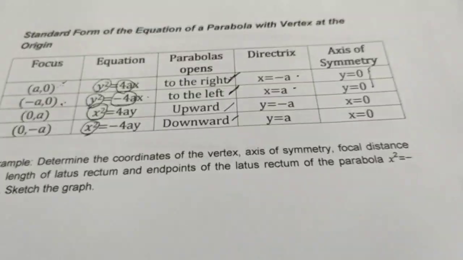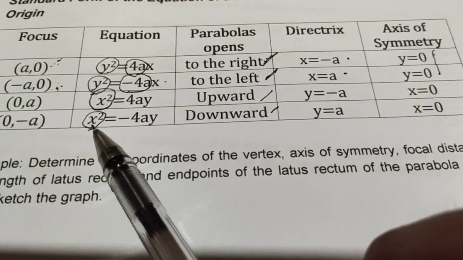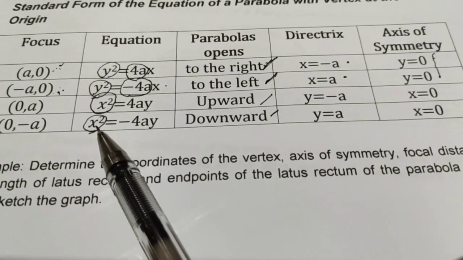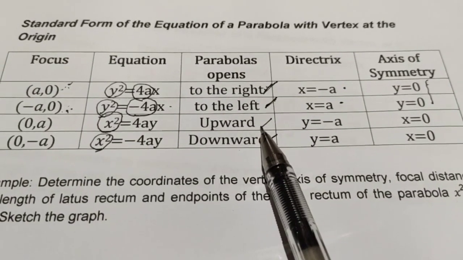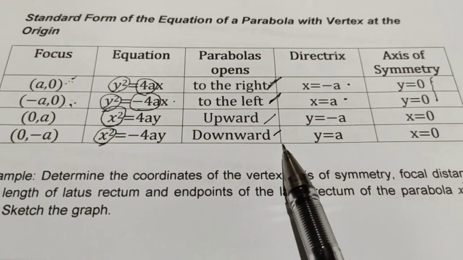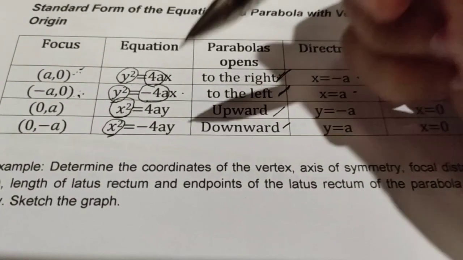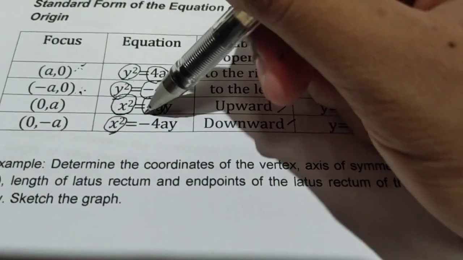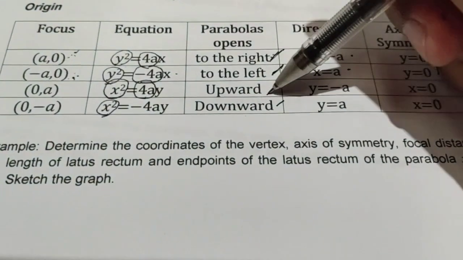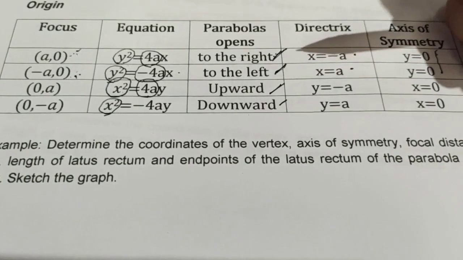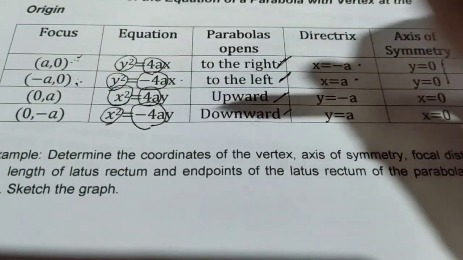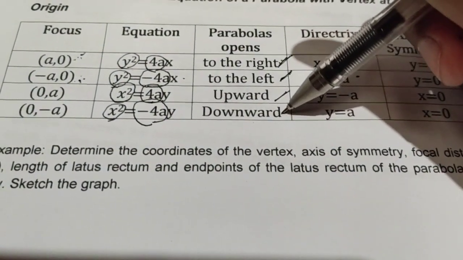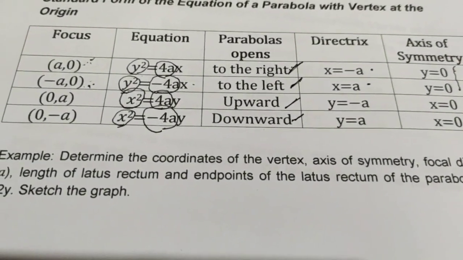On the other hand, if the x variable is being squared, then the parabola opens either upward or downward. So if we have positive 4a here, then the parabola opens upward. But if we have negative 4a here, then the parabola opens downward.